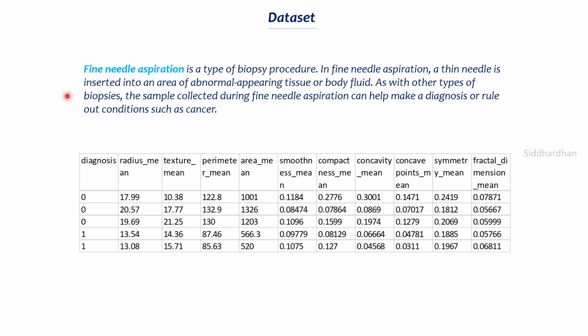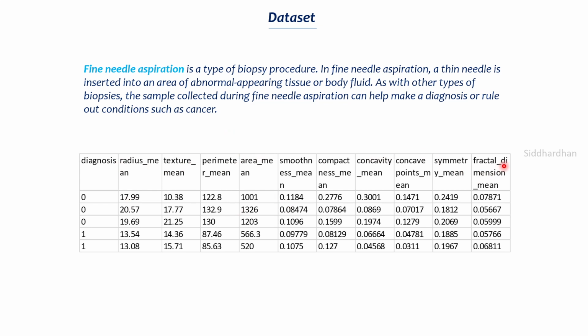Okay, so a thin needle is inserted into an area of abnormally appearing tissue or body fluid. As with other types of biopsies, the sample collected during fine needle aspiration can help make a diagnosis or rule out conditions such as cancer. So this is all about fine needle aspiration, and all these are the properties of the cells that are being tested. Once they have all this data, they will try to figure out whether that particular tumor is benign or malignant.